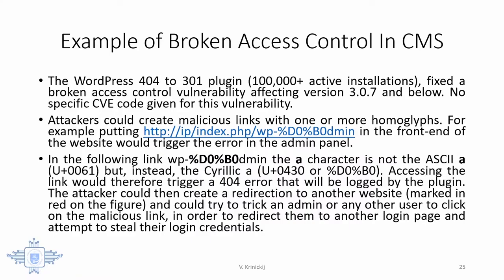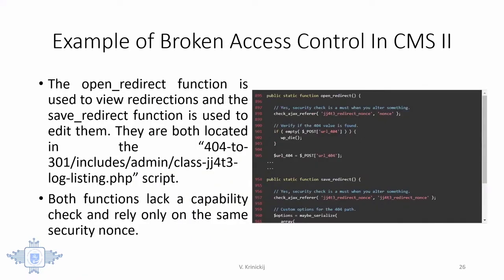link into the system. The system functions use it, and they lack the capability to check and rely on the same security nonce. The nonce in WordPress is a token that is used for CRUD operations, and it lacks the capability to check and rely on these things. That's why an attacker could use a homoglyph to create this link.